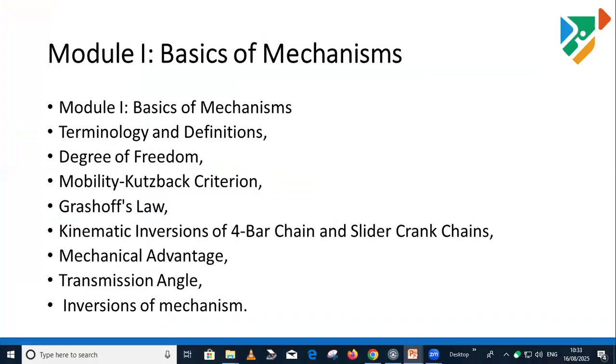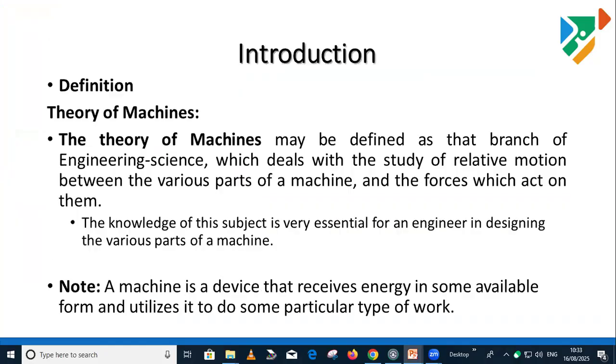Good morning, all. In today's class, we'll discuss module number 1, that is basics of mechanisms. Basically, this subject, theory of motion, deals with the relative movement between the components.